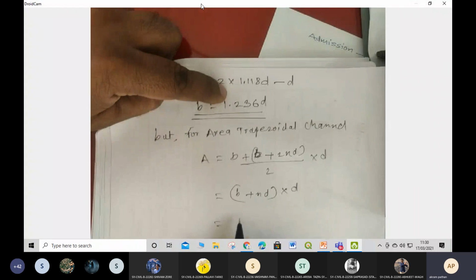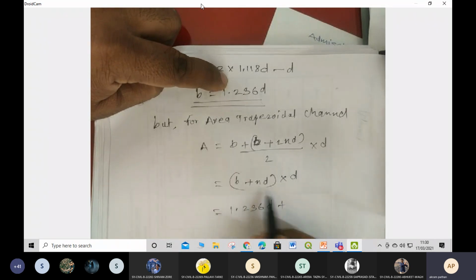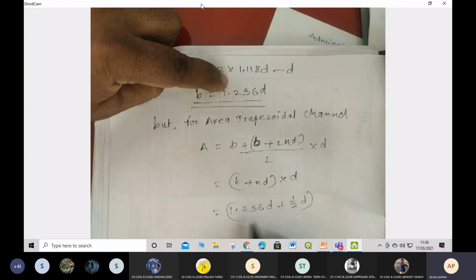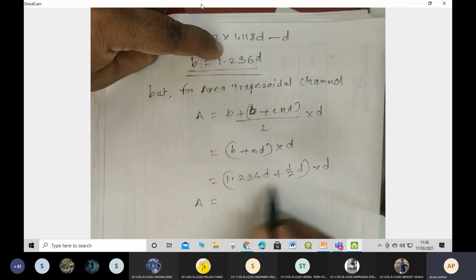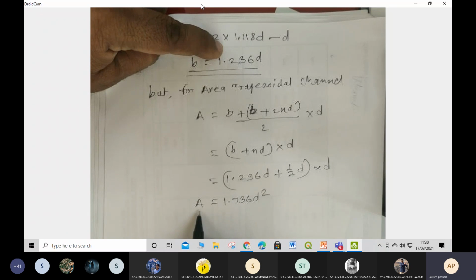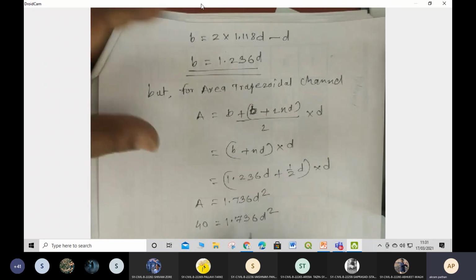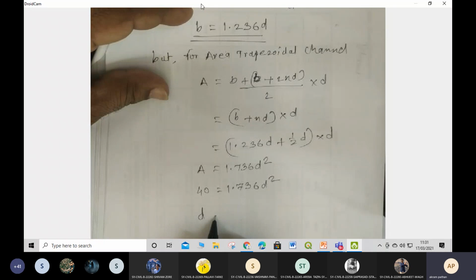So what is the value of this B here? 1.236 D, plus the value of n, which is half, into D. So A is equal to, if I further simplify this, 1.736 D square. The area is given in the problem as 40, which is equal to 1.736 D square. Now we need to find the value of D here.